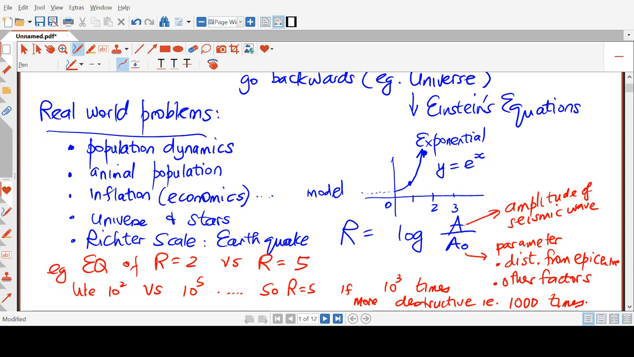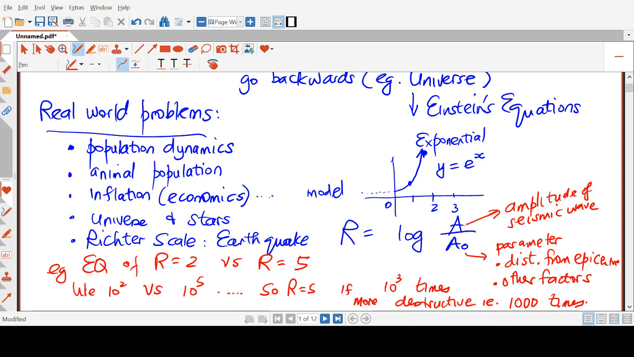So here, log of 100 is 2, right? That will be this earthquake here. Suppose this number comes out to 100. Then that would be 2. If this number comes out to 10 to the 5, that's 100,000. Then this would be 5. It's 10 to the power 5. So this is 100,000 versus 100. It's 1,000 times more.